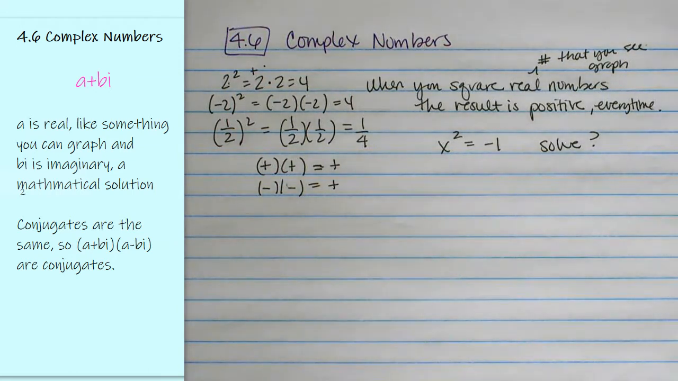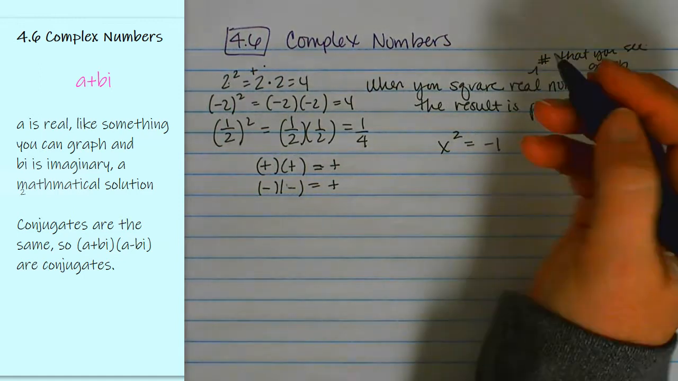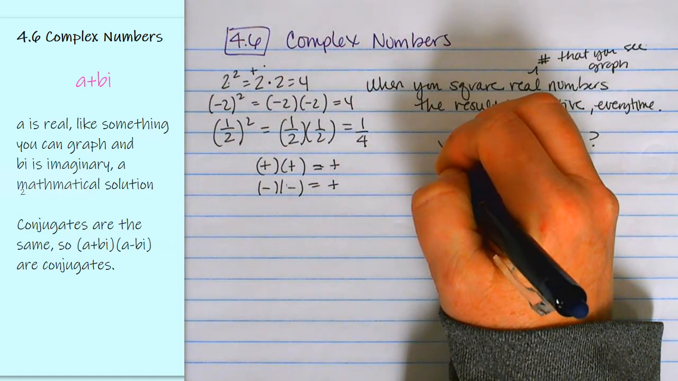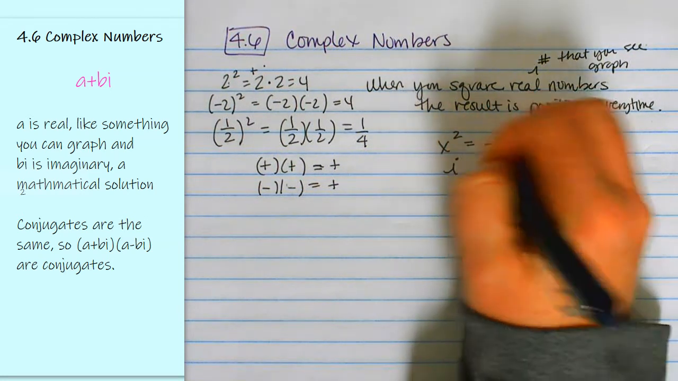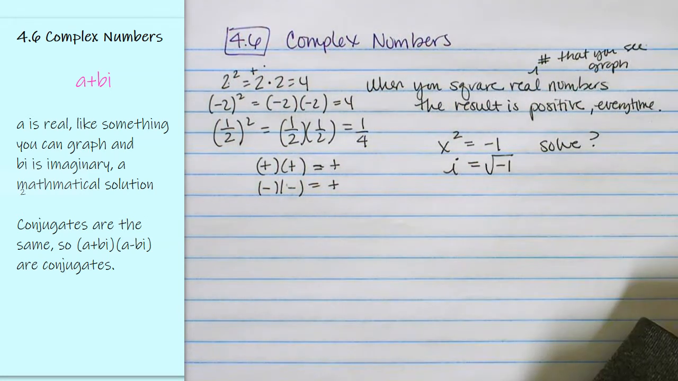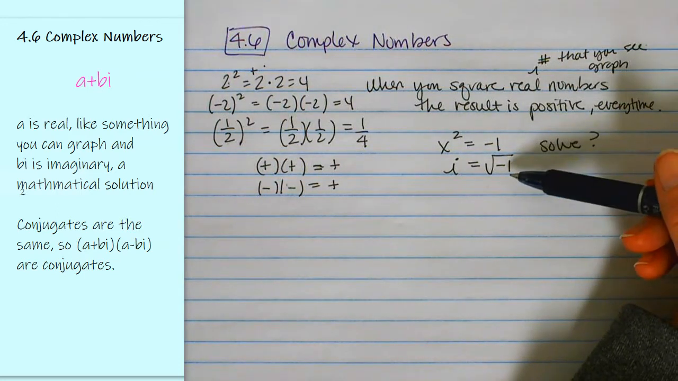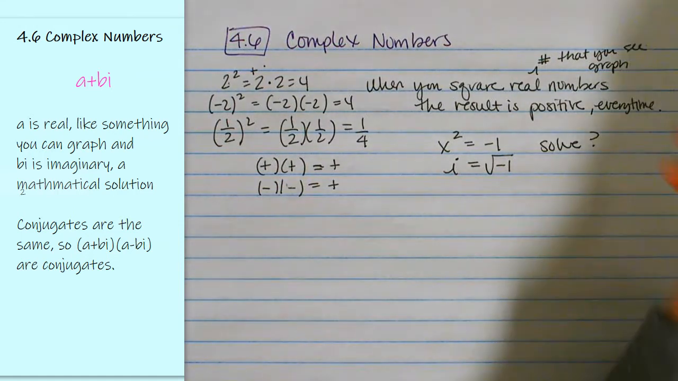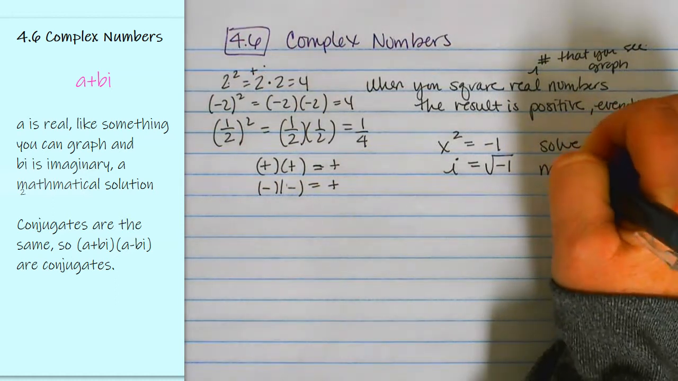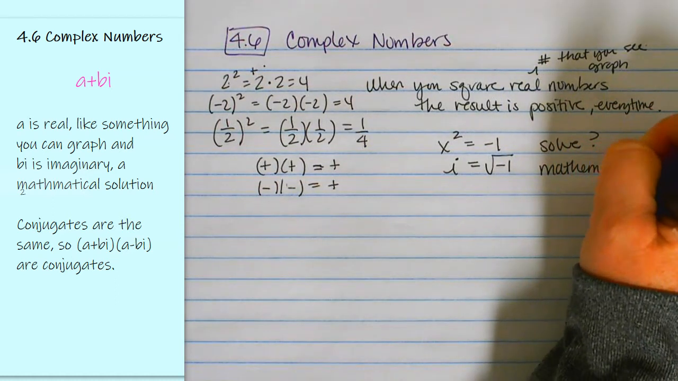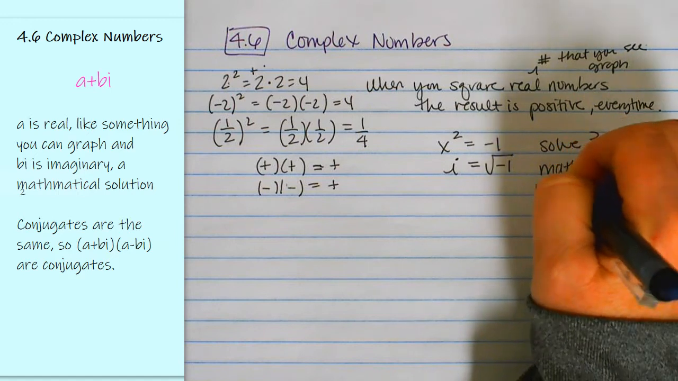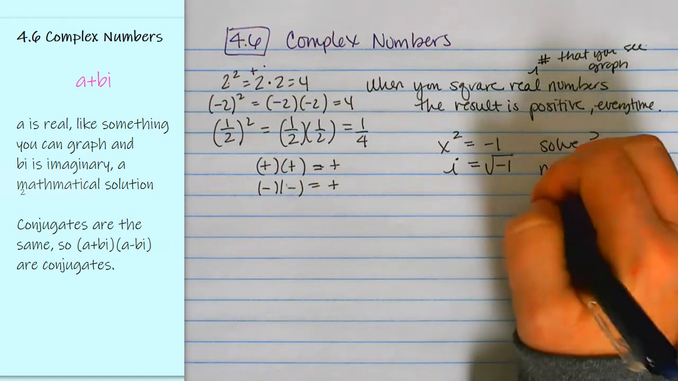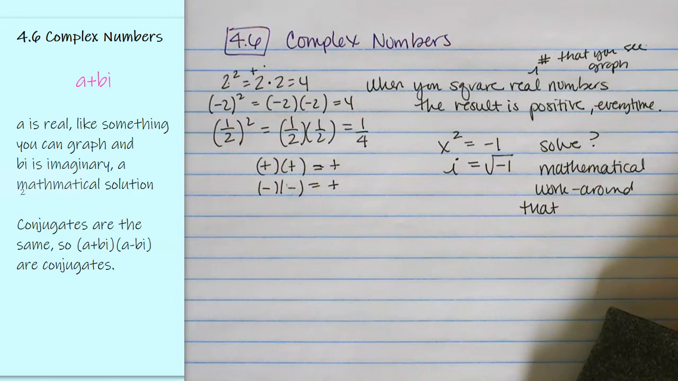And mathematically speaking, we get around that with an imaginary unit, which we're going to call i. So mathematicians came up with i. It's equal to the square root of -1, and it solves all of our problems because it's a way that we can mathematically now answer something like x squared equals -1. So this is a mathematical workaround, basically, that lets us solve quadratics that are equal to a negative number.